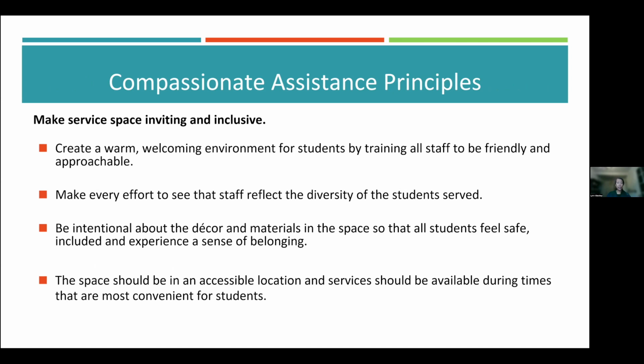You want to make the service space inviting and inclusive for students. So this includes things like making sure that, to the extent that you can, there's a diverse staff that represents the students that you're serving, that the environment is warm and friendly, that there are markers and materials in the languages that your students speak, that various cultures are acknowledged and embraced, that there is information and there are markers in the space that let students of all kinds know that they are welcome there.